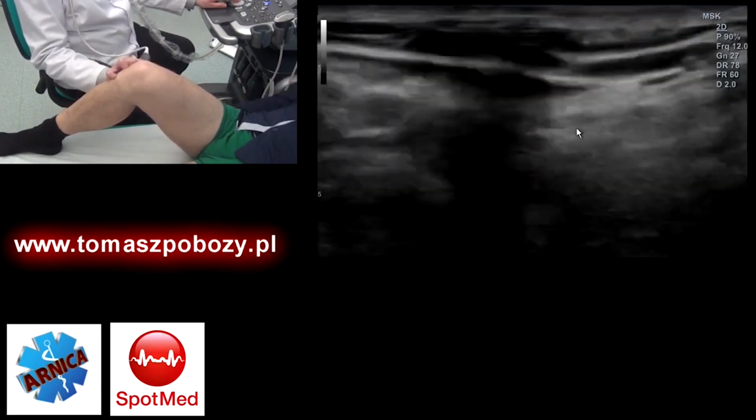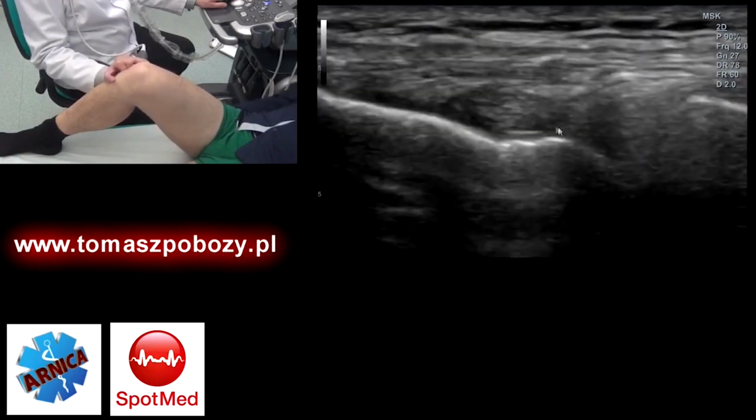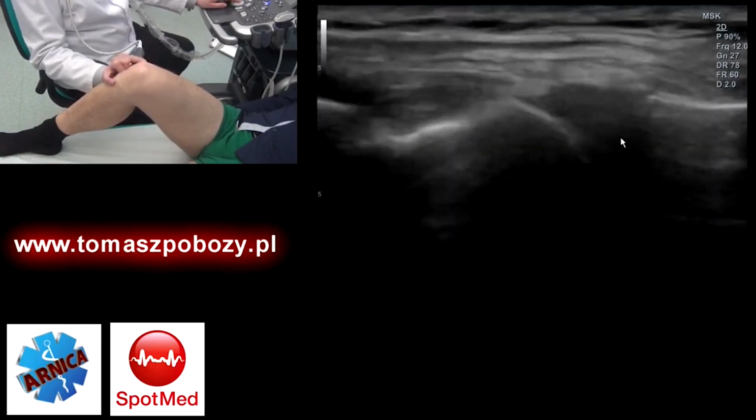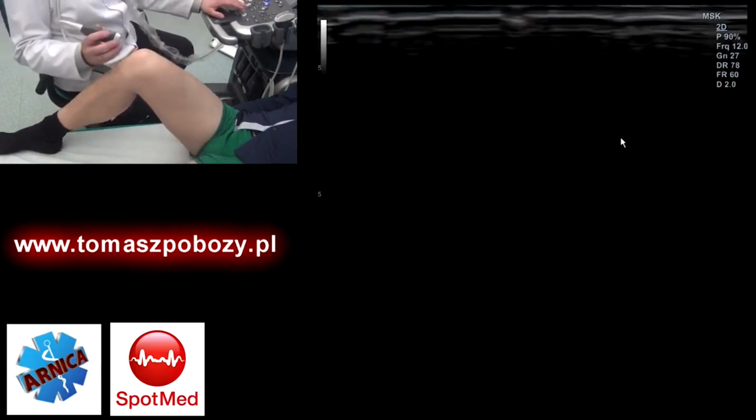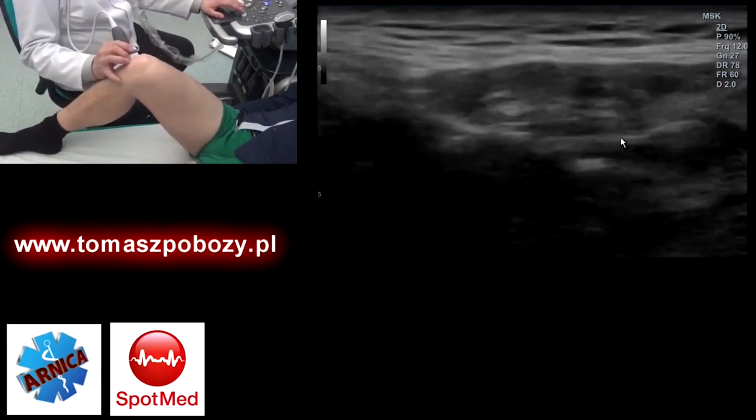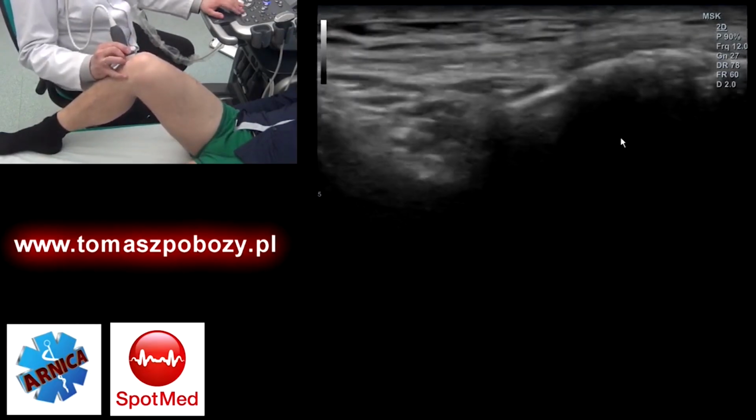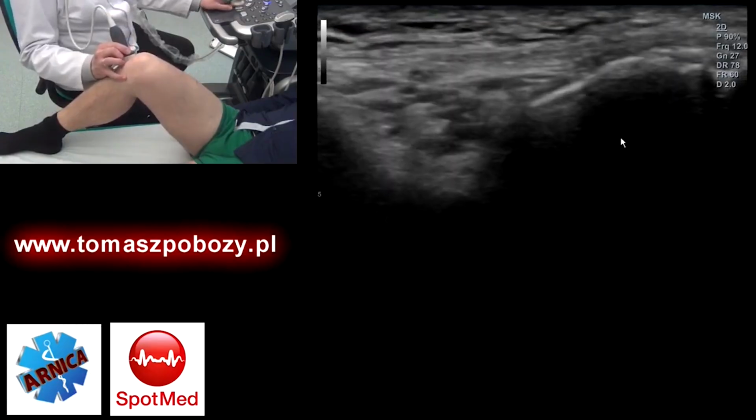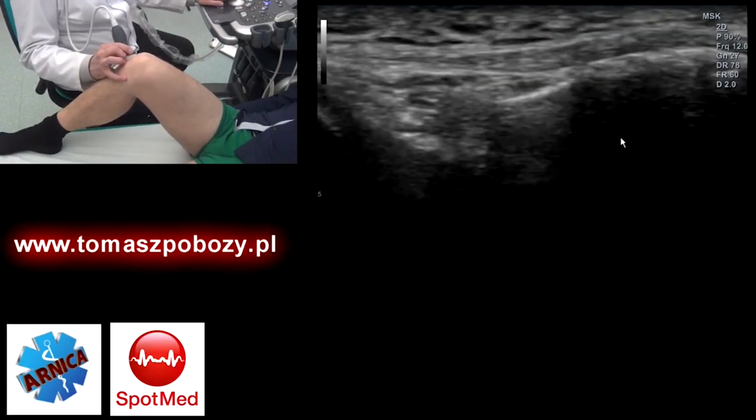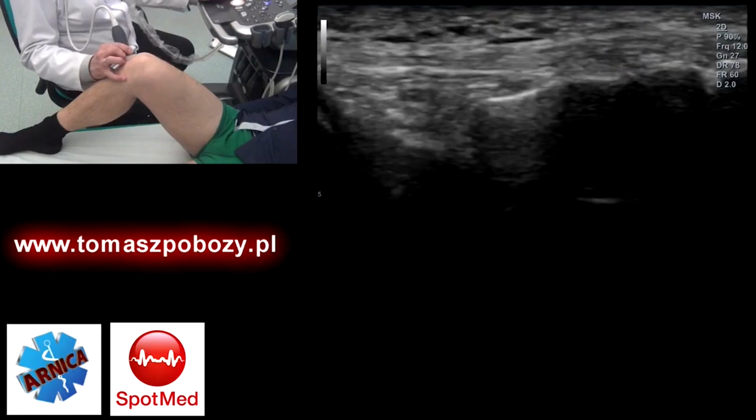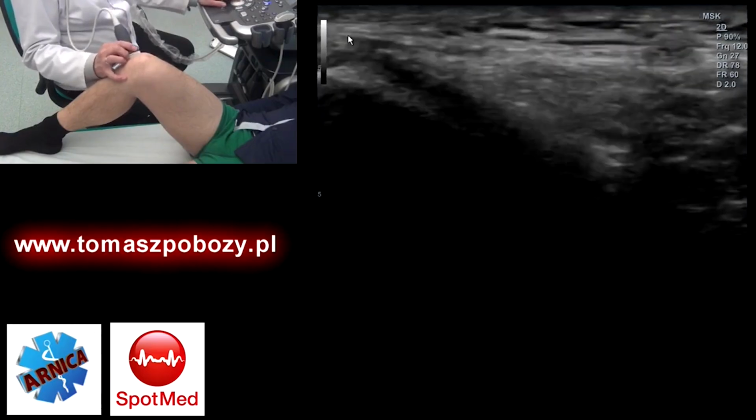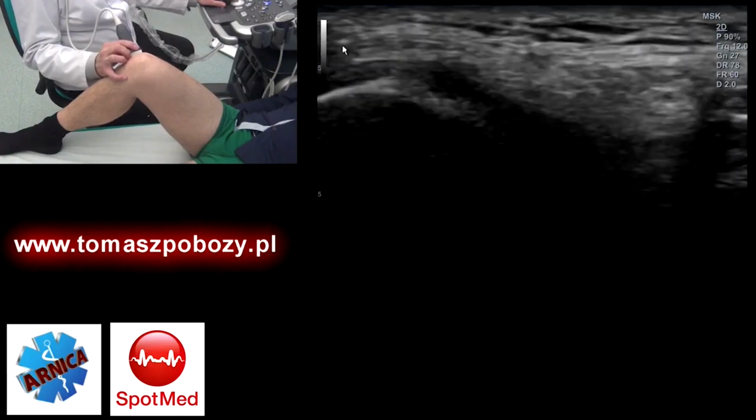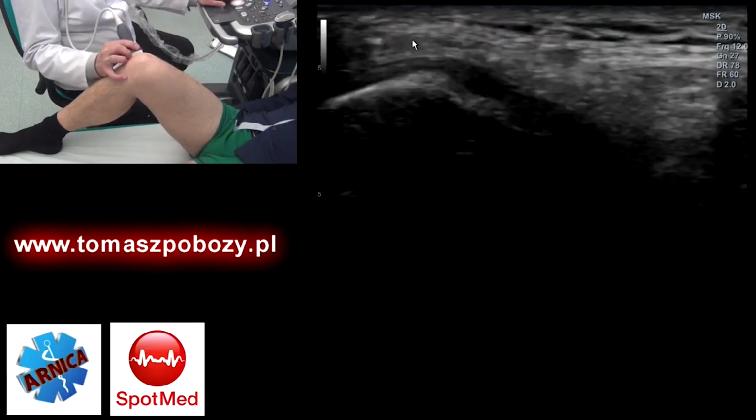Note that at the junction of the middle and posterior thirds of the lateral meniscus, the popliteus tendon passes through its capsular portion. This area is known as the popliteal hiatus. The popliteus tendon attaches to the femur near the attachment of the lateral collateral ligament. By slightly rotating the probe, we can visualize the popliteus tendon in longitudinal view.